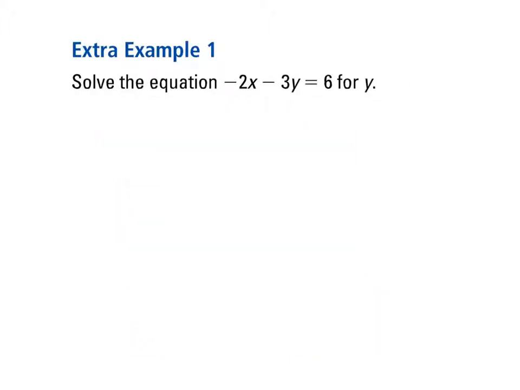Let's go on to the second example. We have negative 2x minus 3y is equal to 6, and they want us to solve for y. Pause the movie, try this one on your own, and then press play to check your work. Let's see how you did.